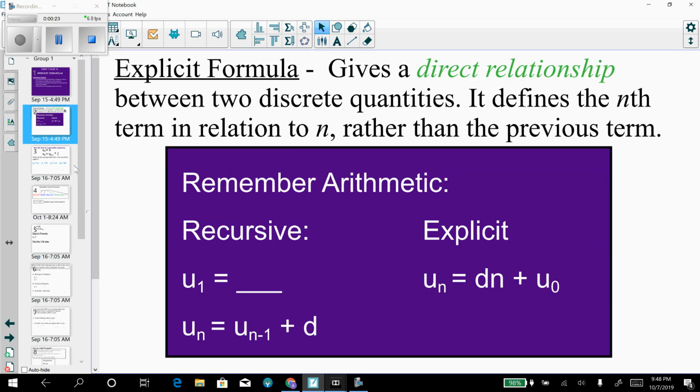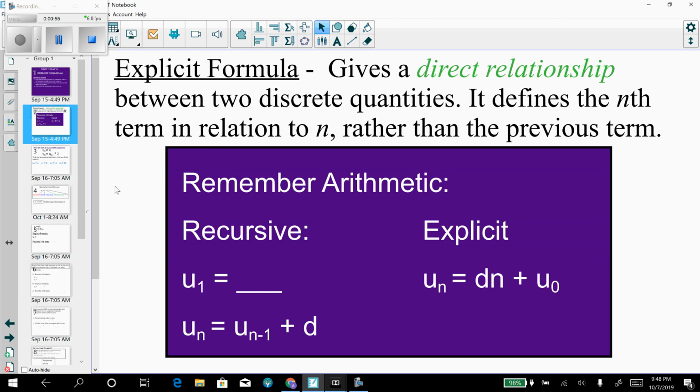So first off, we have a definition here. An explicit formula gives a direct relationship between two discrete quantities. It defines the nth term in relation to n rather than the previous term. And we talked about this when we had arithmetic sequences. Arithmetic sequences, just like geometric sequences that are recursive, rely on the previous term. But an explicit formula for geometric or arithmetic does not necessarily rely on a previous term.